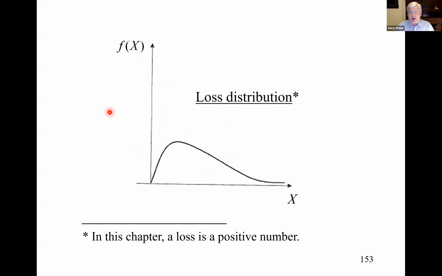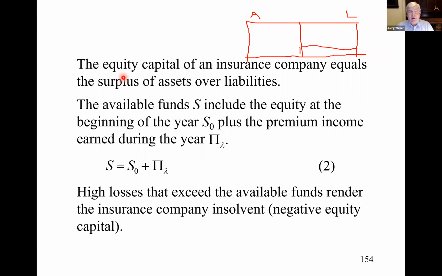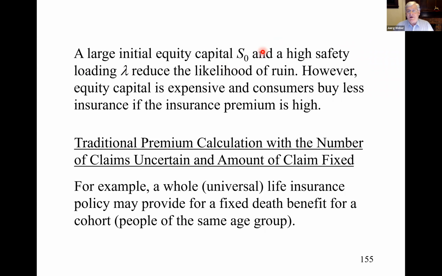So the insurance company has a trade-off between safety and profitability. It can be very safe, but then it will not be very profitable because high equity capital is expensive, and with a high safety loading the premium will be high, and then it will lose customers. So there is a trade-off here between safety and profitability.